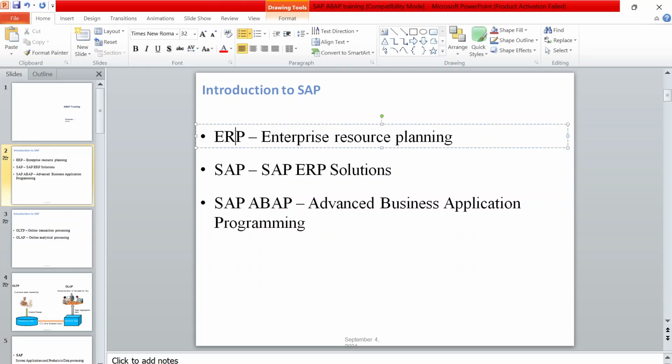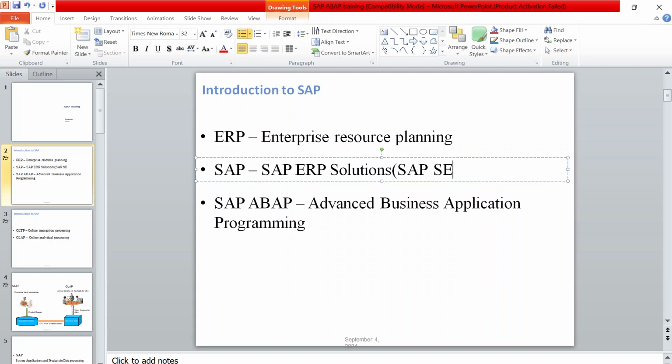So we covered the ERP and what is SAP. SAP is an ERP product, which is designed and developed by the SAP company. Okay. The company name is also SAP. Like Microsoft, SAP is one of the companies. Okay. Earlier we called it SAP AG. Now this company we are calling SAP SE. Okay.